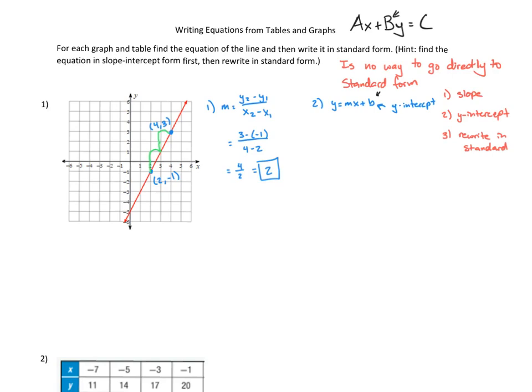So I am going to use this point. No particular reason why, I just think it looks nice. So I'm going to plug it in: 3 is equal to 2 times 4 plus b. And now we solve for b.